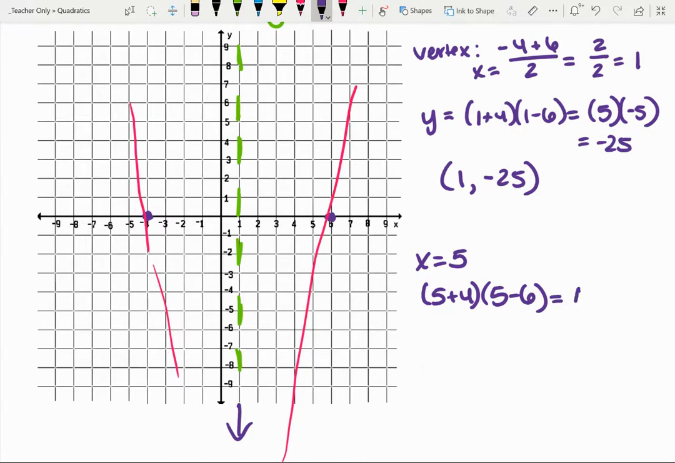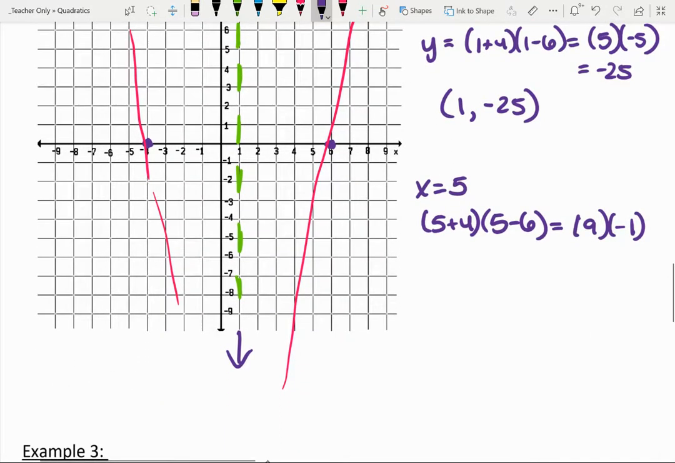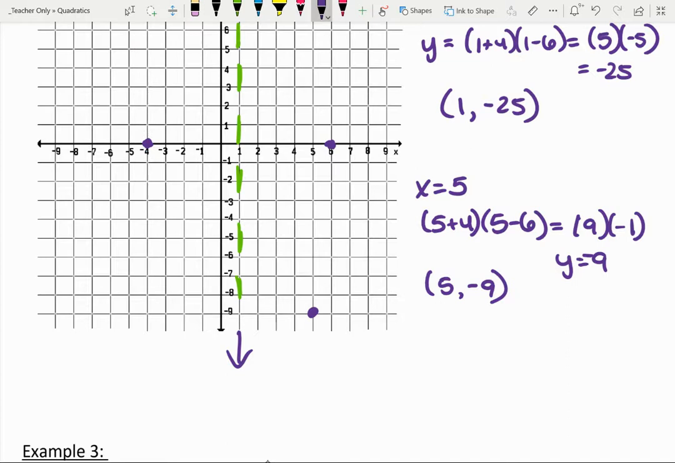So 5 plus 4 is 9, 5 minus 6 is negative 1. So I'm going to get a y value of negative 9. So my new coordinate point here is 5, negative 9. And then remember the axis of symmetry lets us have a pair on the other side. So exactly across from that is negative 3, negative 9.